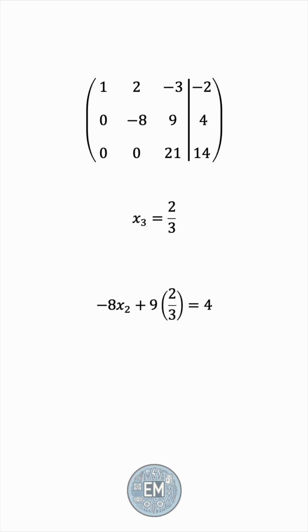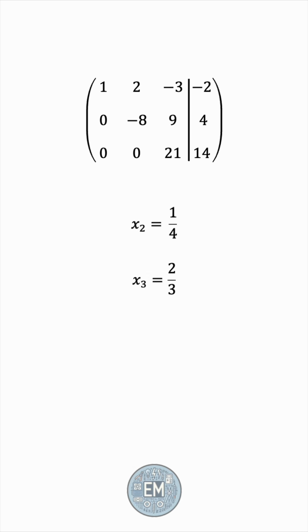Substituting x3, we get 6 as this product. We can move it to the other side. 4 minus 6 is -2. We'll divide both sides by -8, giving us x2 equals 1/4.